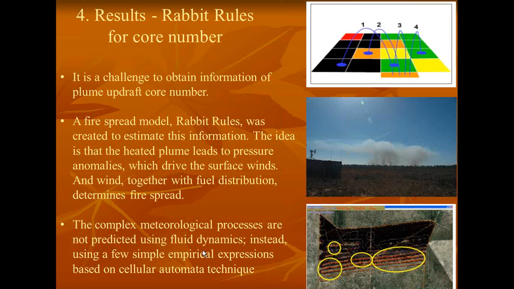This is a fire spread model. The idea behind it is that if there is heat release, that will change the pressure, which will further drive the surface wind, and the wind is the primary driver for fire spread, both direction and speed. Also, we consider the contribution from fuel distributions. There is a complex model which considers full fire dynamics. This Raptor Rules model uses another approach, a technique called cellular automata, to get some empirical relationship between fuel and fire behavior and meteorological fields like wind and pressure.